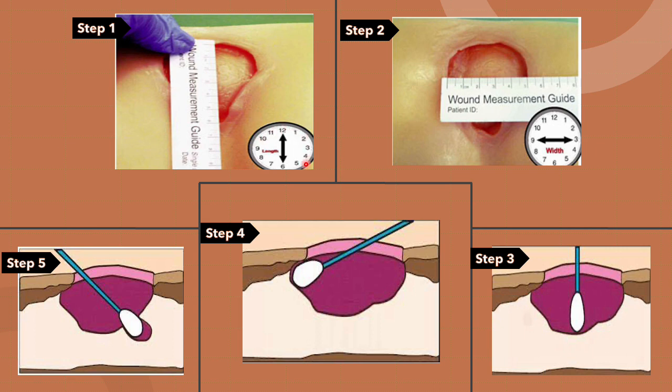We always use a clock face, where 12 points towards the head and 6 towards the feet. Step 1 is measuring the length, edge to edge of the wound. Step 2 is measuring the width, edge to edge. Step 3 is the measurement of the depth, the deepest part of the wound. Step 4 is measuring for any undermining. Step 5 is measuring any tunneling.